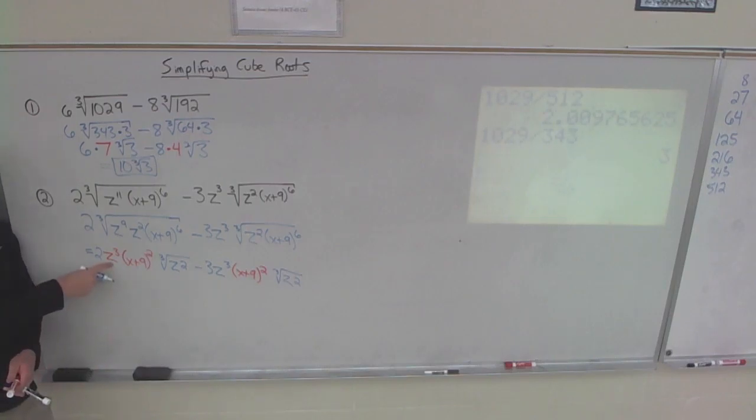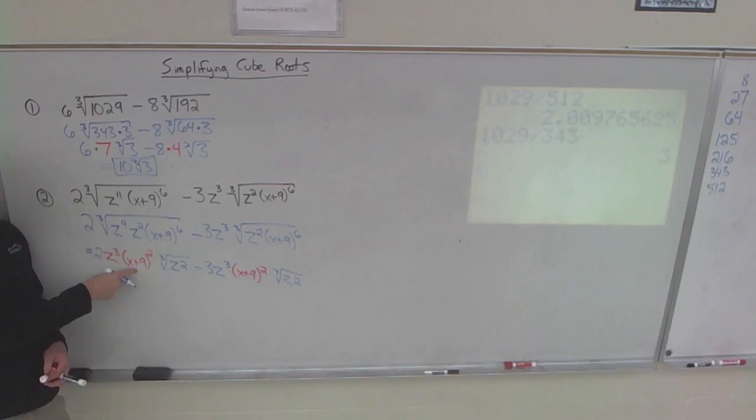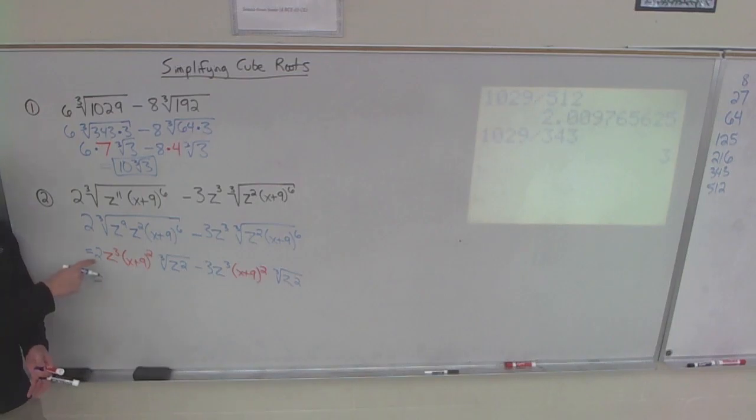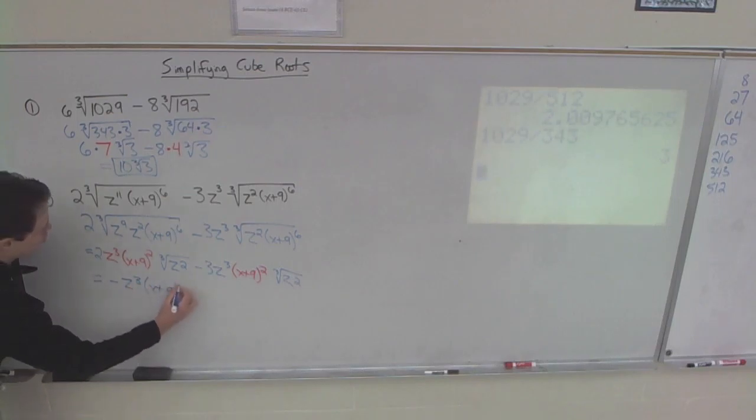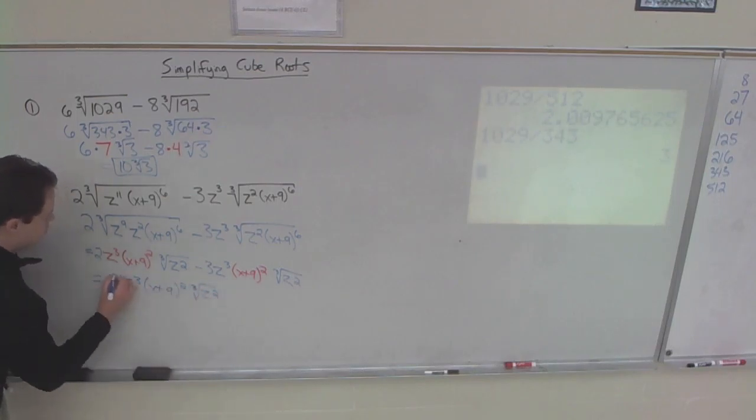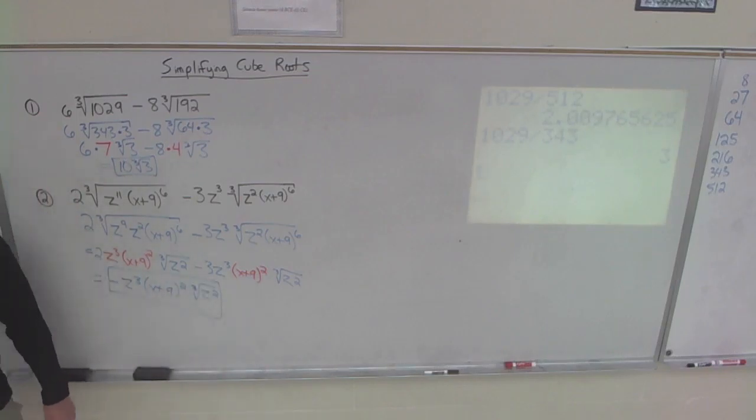2Z cubed. 2 is how many of them there is? Yeah, 2Z cubed, x plus 9 squared, and then the stuff. The stuff, yes, okay. So they're Z cubed, x plus 9 squared, cube root of Z squared quantity. That's what they are. There's 2 of them here minus 3 of them there. 2 minus 3 is -1 of them. Z cubed x plus 9 squared cube root of Z squared. That is as simple as it gets right there.